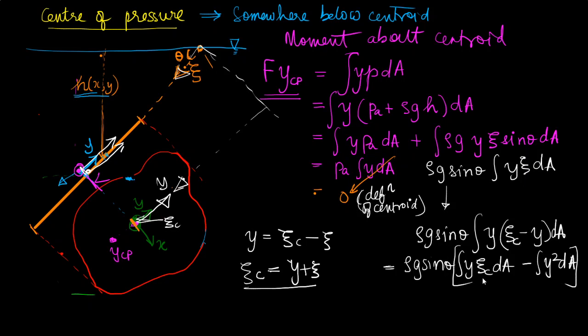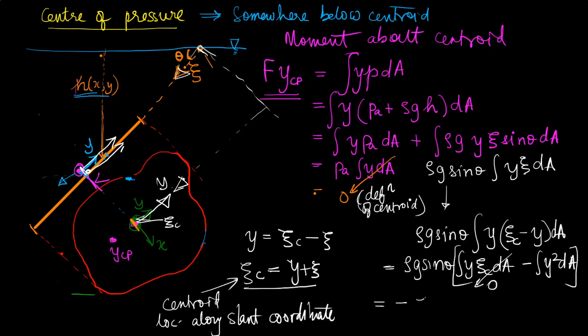Now look again, xi c is a constant. By definition, xi c is the centroid location from the surface along the slant coordinate. Okay, xi c is the centroid location along the slant coordinate. So the direction is along y, but it is in the opposite direction. So this term will be 0 because xi c comes out of the integration. It is again integral y dA, and this again becomes 0. So ultimately we have minus rho g sin theta integral y square dA. Now let me ask the question, what is integral y square dA?